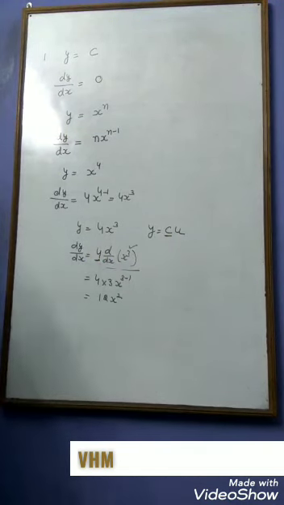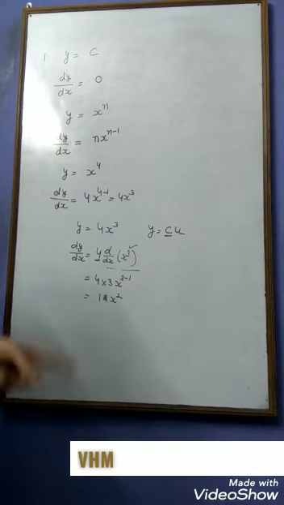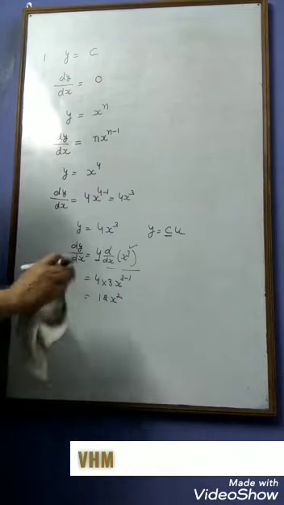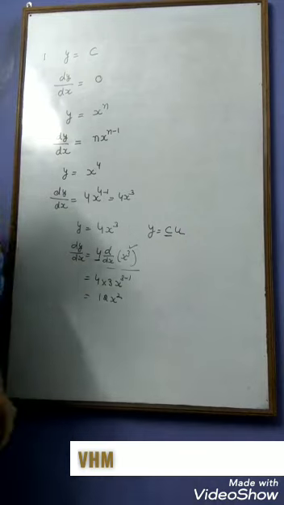That is the third formula. Y is equal to c u, that is c times the derivative of u with respect to x, where u must be a function of x. Now we have three more terms.